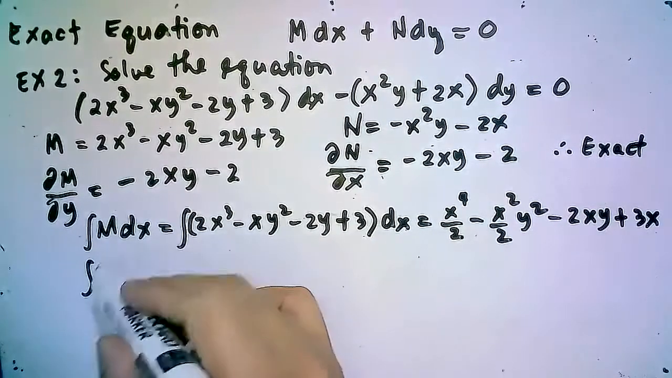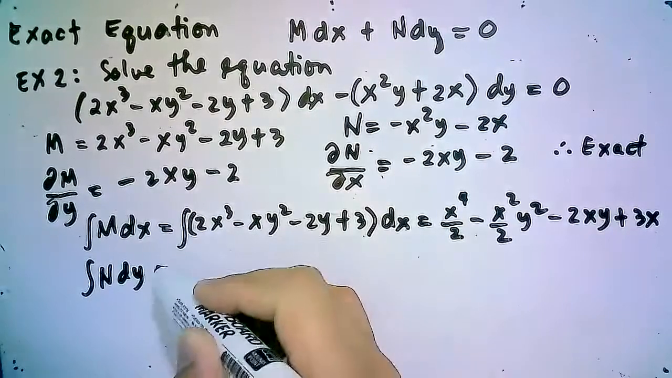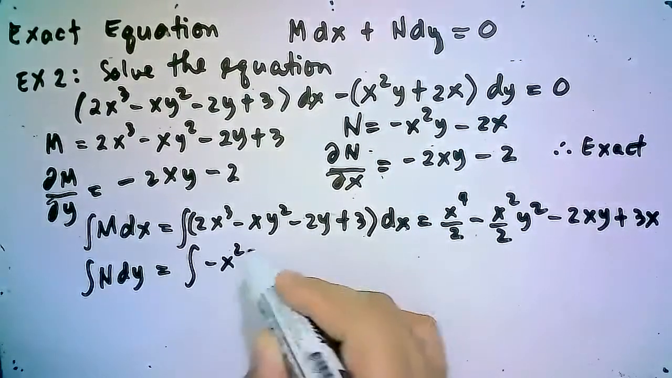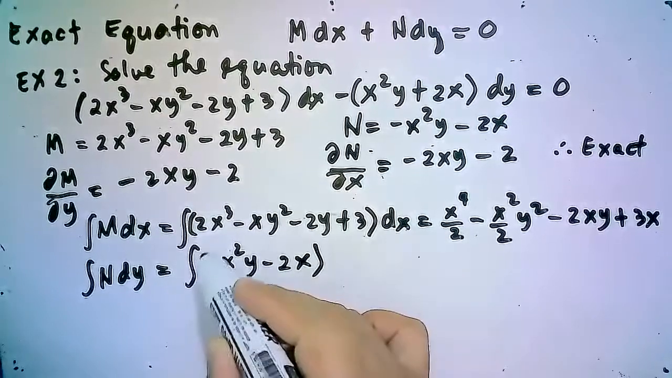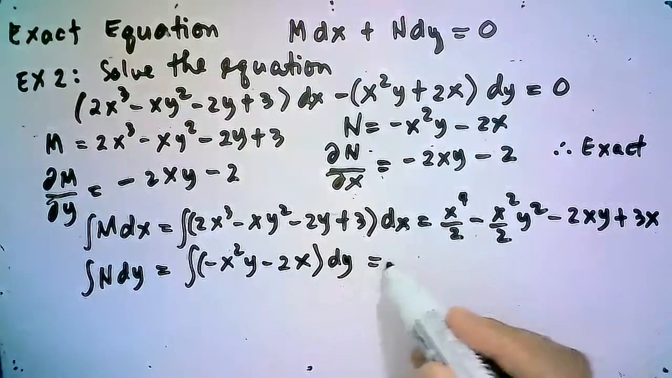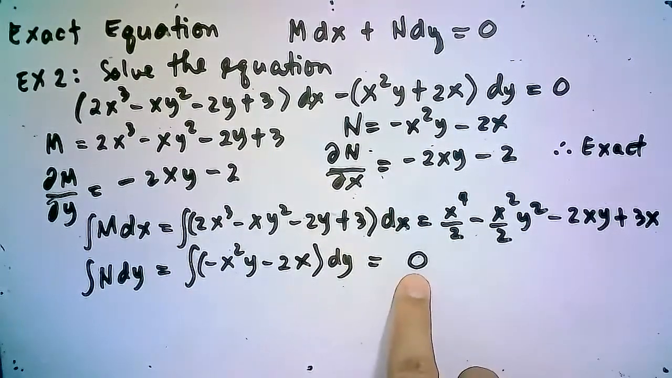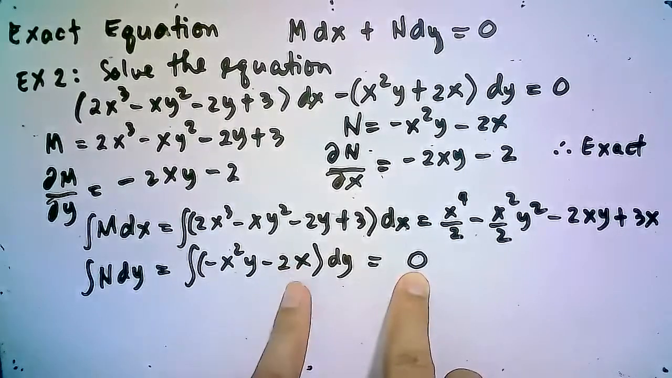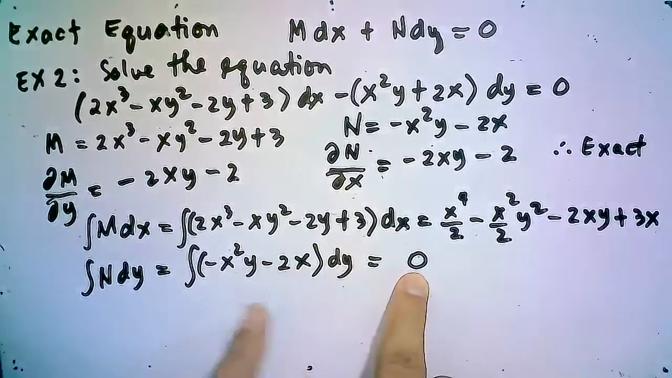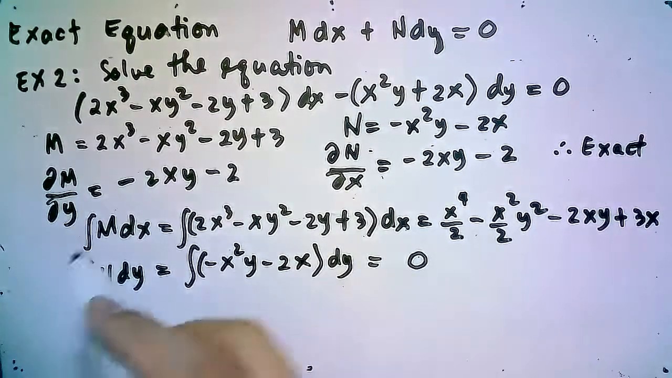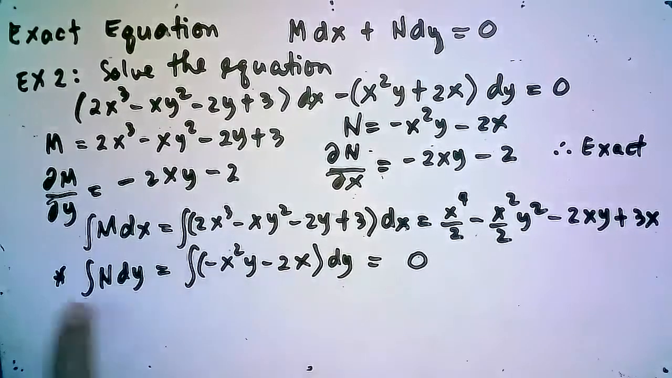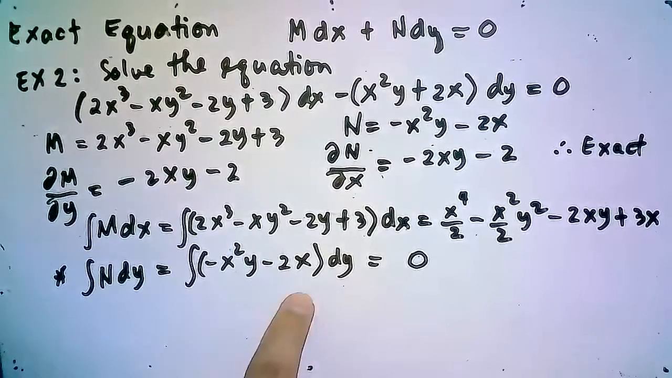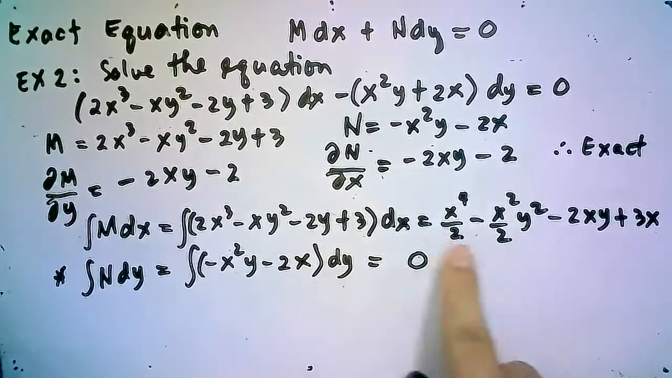And then the integral of N dy. So our N is the integral of negative x squared y minus 2x dy, which is equivalent to 0. Why is it 0? Because your terms here contain x, and this one has an x also. Therefore, automatically, you cannot integrate this one. That is in solving exact equation: once you have x in your terms here, you will disregard the integration. So 0. Therefore, our final answer is this one.